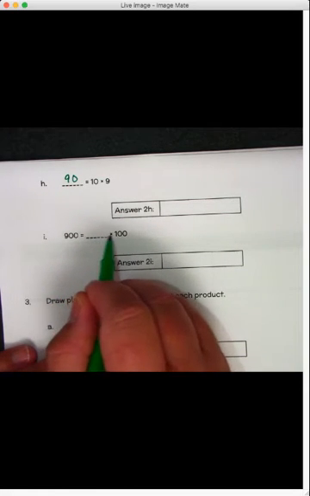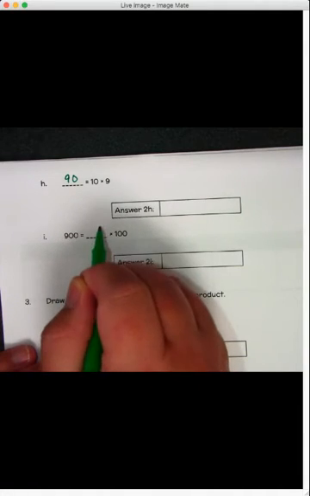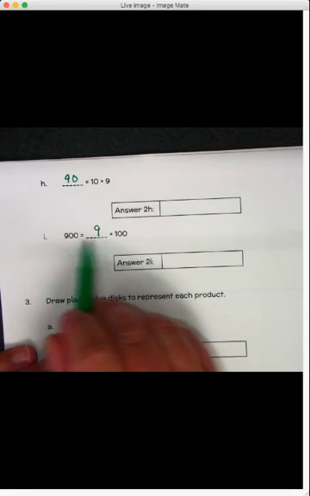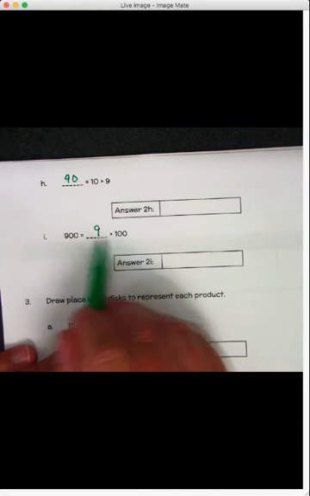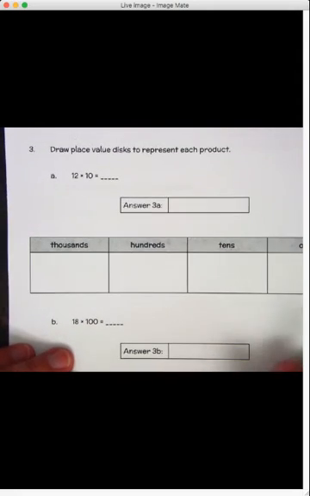900 is what times 100? 900 is 9 times 100. We have the 9 and the 2 zeros added. This is the same thing as saying we have 9 hundreds. Okay, it's pretty simple. All right, look at number 3.